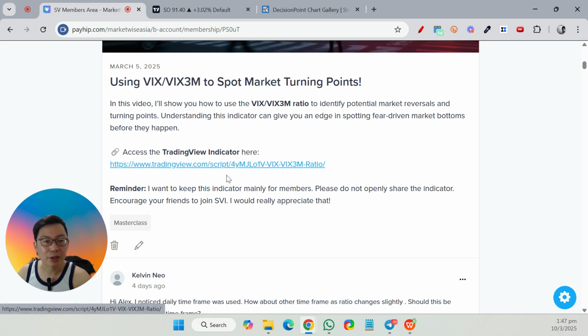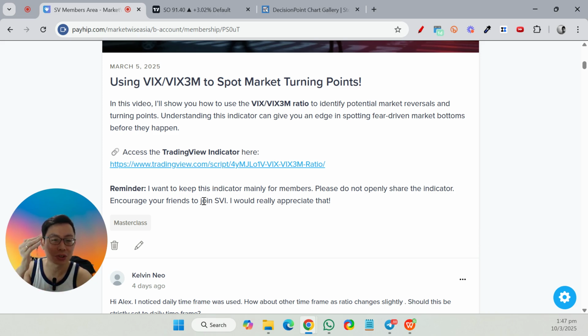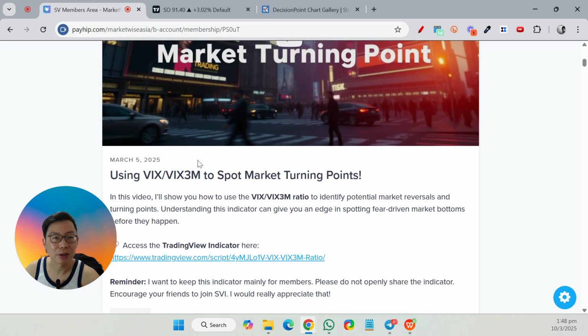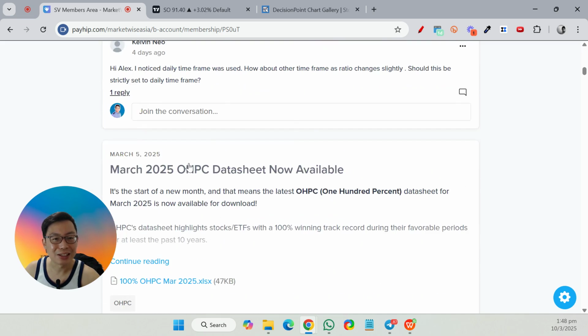As I mentioned, I want to keep this indicator mainly for members. So don't openly share it around, even though this indicator is public and open source, so at least you know what the source code behind it is. But I don't openly share it out, for example, on my public live stream. So do keep it mainly for members. Later I'll also go through this as well.